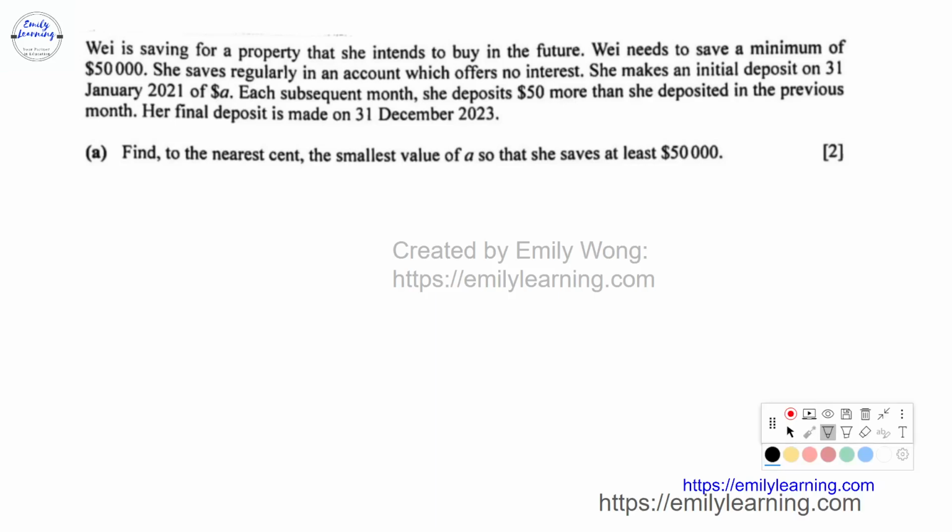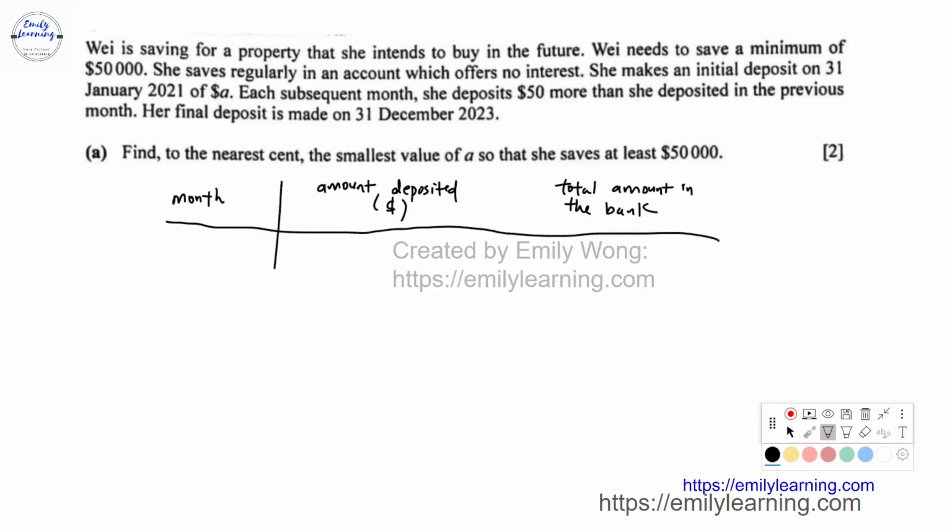I'll set up a table with 3 columns. The first column being the month, the second column being the amount deposited, and the third column being the total amount in the bank. Okay, so these are the 3 columns. I'll define month 1 as ending on 31st January 2021.